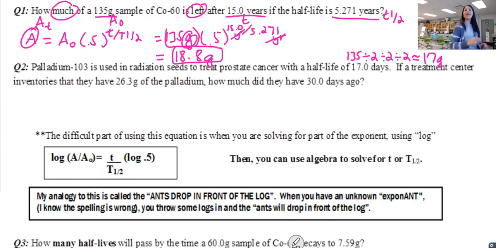And so 18.8 is pretty close to 17, right? We approximated it because it wasn't a half-life of 5 years. It was a 5.2, but just to approximate and be able to get that answer, okay?